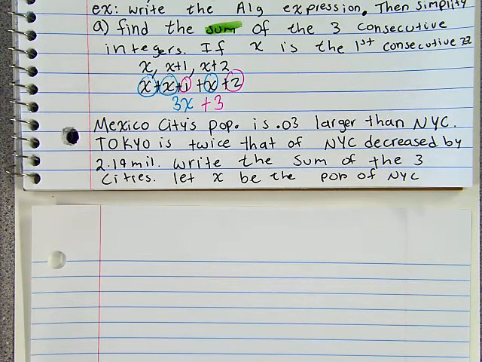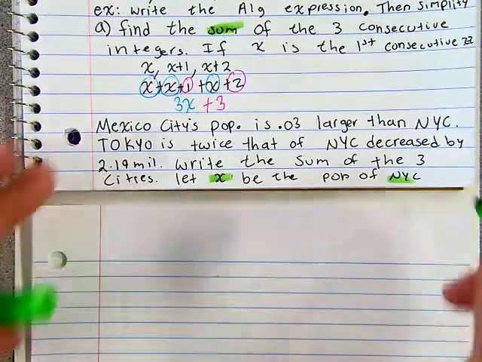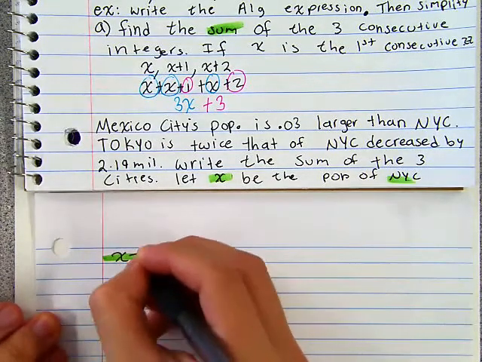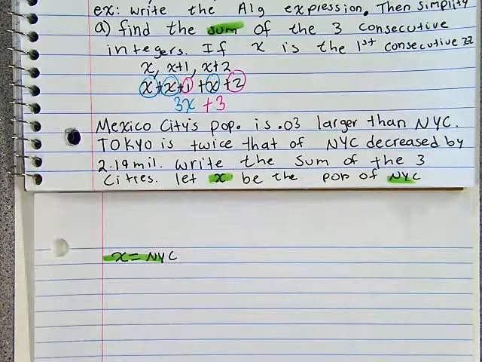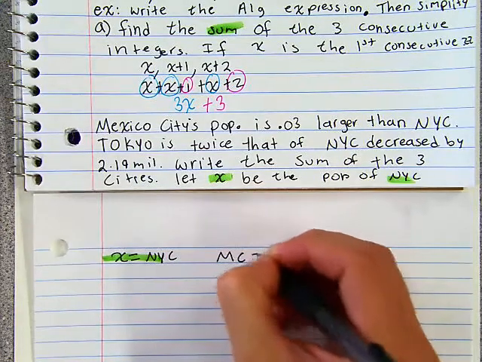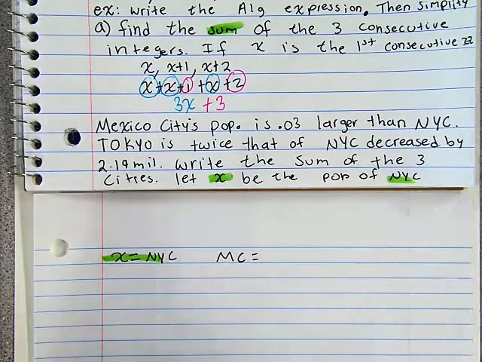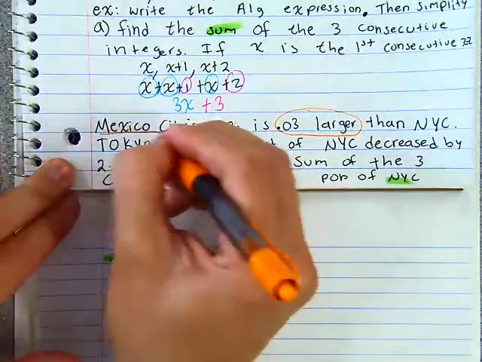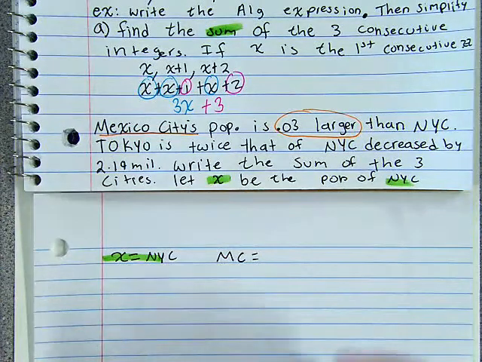Mexico City is 0.03 larger than New York City. Tokyo is twice that of New York City, decreased by 2.19 million, and it wants us to write the sum of the 3 cities. So very similar, but they're actually giving us some values, and it tells us that New York City is x. So let's go ahead and start with the information. We're going to write out that x is equal to New York City. Then we know that Mexico City, which we're going to abbreviate with MC, is 0.03 larger than New York City.